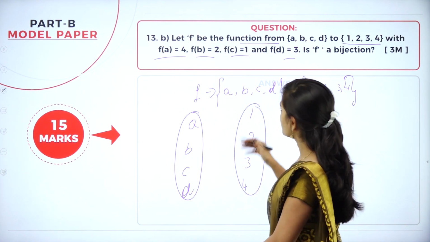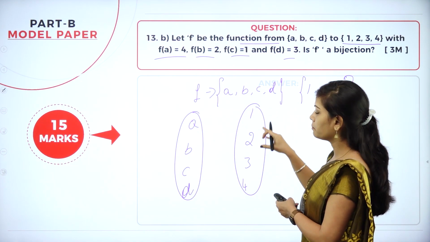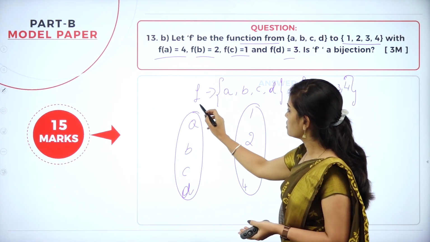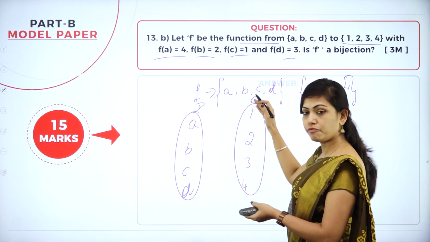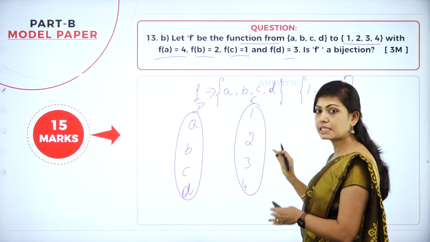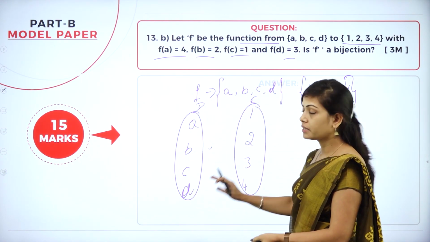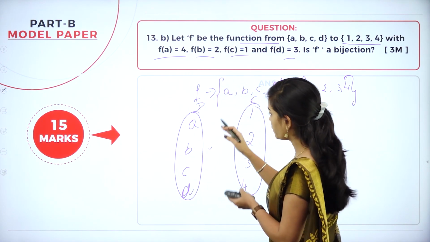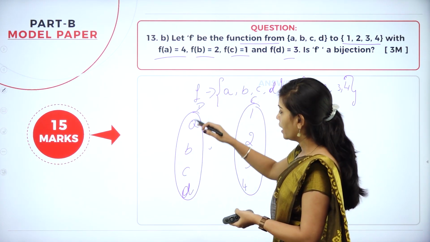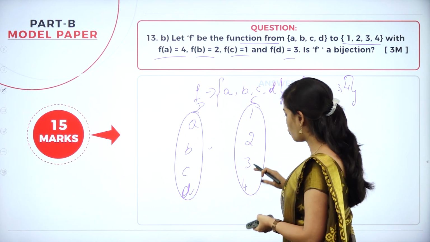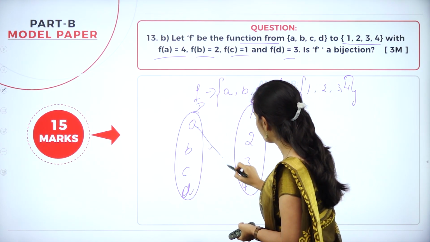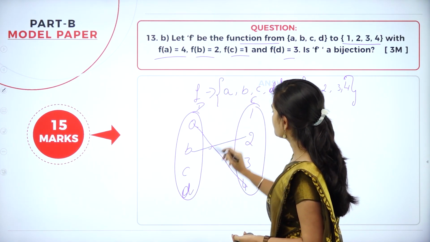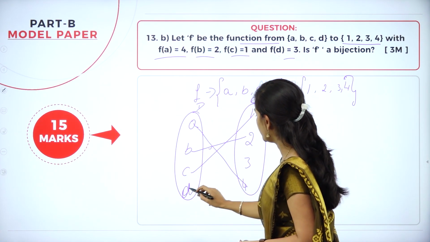So what is a bijective function? Every element of the codomain has an image in the domain. This is the domain and this is the codomain. That means, they have given that f of A is equal to 4. So f of A has an image in the codomain, that is 4. A to 4. And f of B is 2. F of C is 1 and f of D is 3.